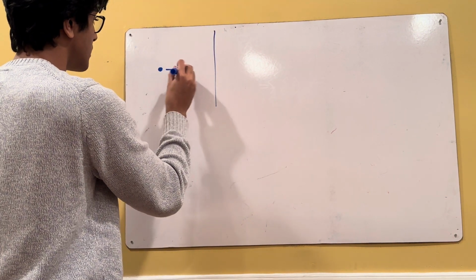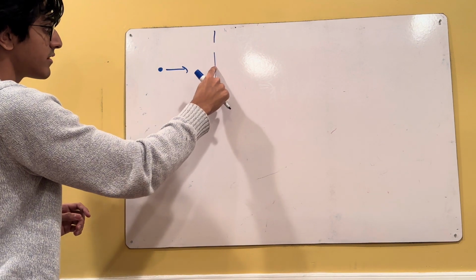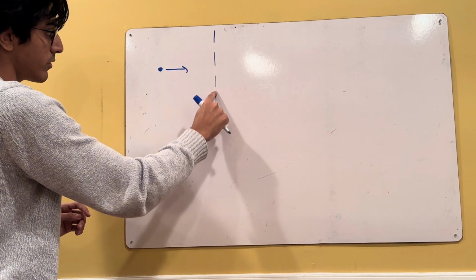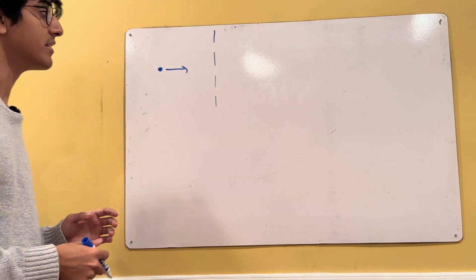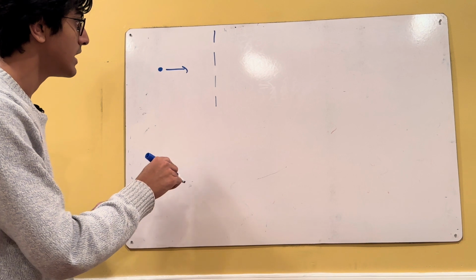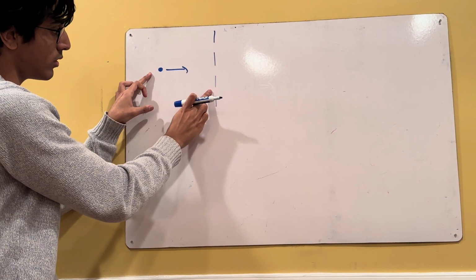particle traveling here, and there's 3 slits that the particle can go through. So you may have heard of the common double slit experiment. This is the triple slit experiment. And so the particle can go through either slit 1, slit 2, or slit 3.